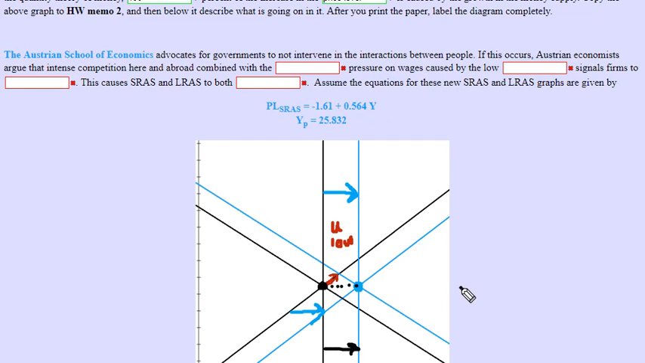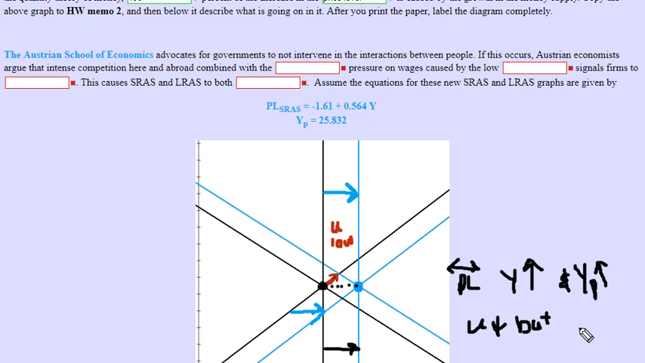So in the Austrian view, the price level is constant over the long run, as depicted in this graph, but real GDP increases, and potential GDP increases. Unemployment went low, so unemployment decreased, but then rose back up to the natural rate as people were replaced with automation.